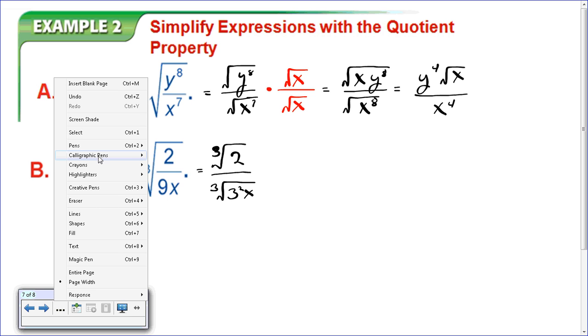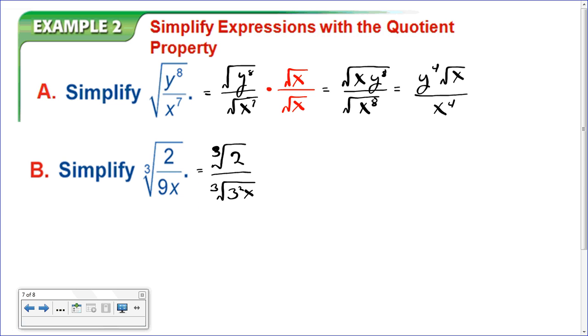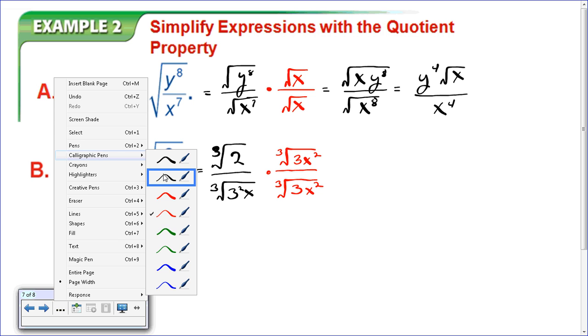Alright, now just like I did before, I'm going to multiply this by 1, but I'm going to choose my 1 carefully. My version of 1, I want to increase the power of the 3 by 1. So I'm going to multiply this by the third root of 3x squared. This is going to increase the power of 3 by 1. I want to increase the power of x by 2. And so on the bottom I will have 3 to the third, x to the third. Whatever goes here also goes up here.